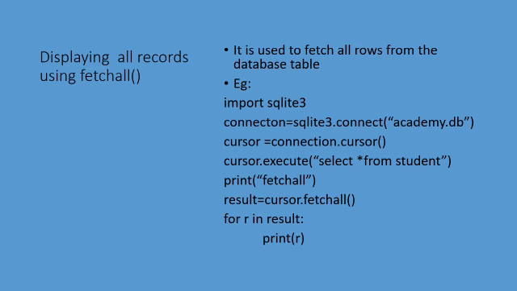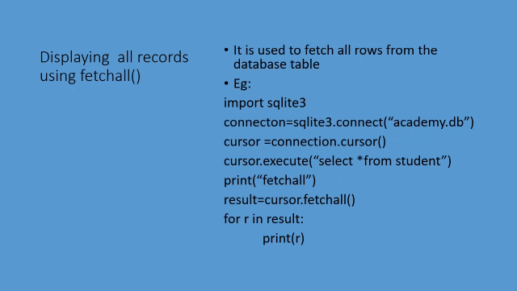As usual, import sqlite3. Yesterday we have seen how to use sqlite3. First import sqlite3. Next, connection equal to sqlite3.connect, the database name academy.database. Next, cursor equal to connection.cursor. Cursor is used to traverse through the records. Next, cursor.execute, select star from student. Now I am going to execute my command through this cursor.execute. Select star from student displays all the fields in a table with the data.